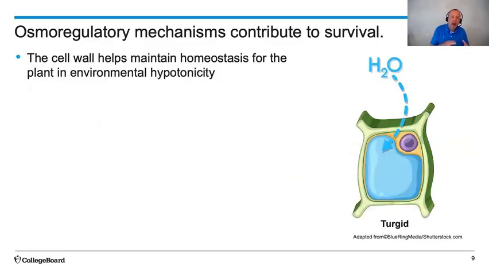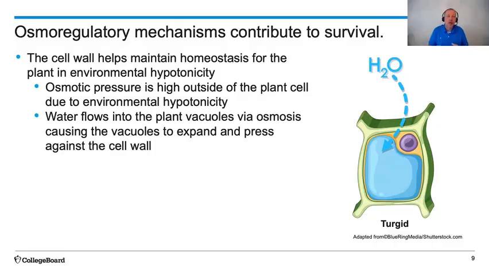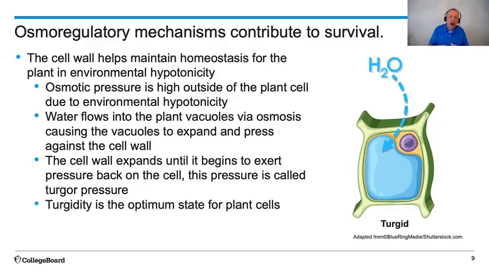The cell wall helps maintain homeostasis for the plant in environmental hypotonicity. Osmotic pressure is high outside of the plant cell due to the environmental hypotonicity. Water flows into the plant vacuoles via osmosis, causing the vacuoles to expand and press out against the cell wall. The cell wall itself expands until it begins to exert a pressure back on the cell, and this pressure is called turgor pressure. Turgidity is the optimum state for a plant cell.